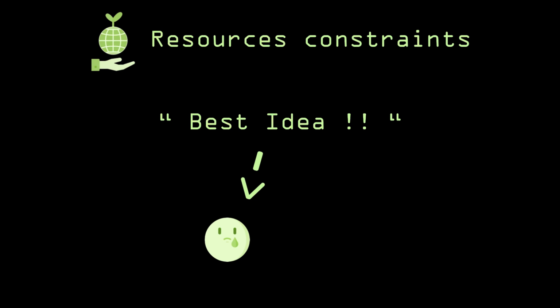And the third point is resource constraints. One of the worst parts of data projects is the lack of resources. You probably have the best analytical idea and feel that it will give great insight if you implement it, but unfortunately you get restricted by not having the proper resources.